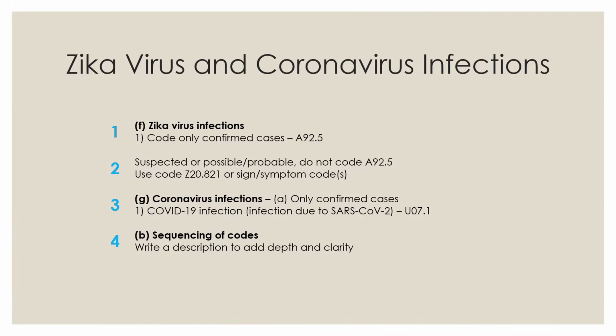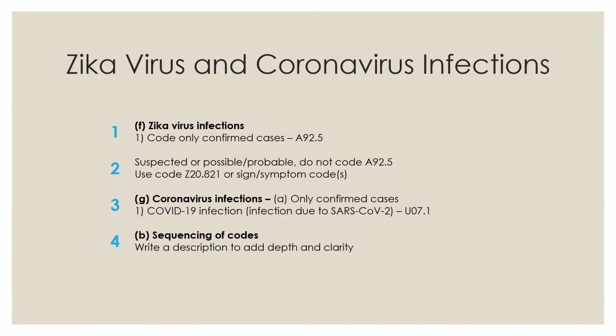This code can be assigned regardless of the stated mode of transmission. But for suspected, possible, or probable Zika, do not code A92.5. Code the signs and symptoms, or Z20.821 for contact with and suspected exposure to the Zika virus.